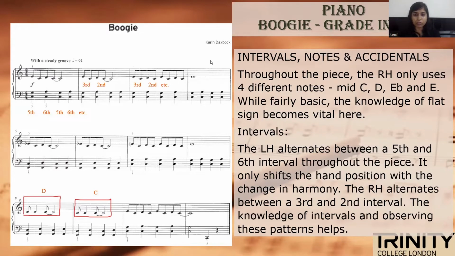So if you observe, the first 4 bars use C and E, which is the major third interval, and the 5th and 6th bar use C and E flat in the right hand, which is the minor third. Throughout the music, the right hand alternates between the third and the second interval.